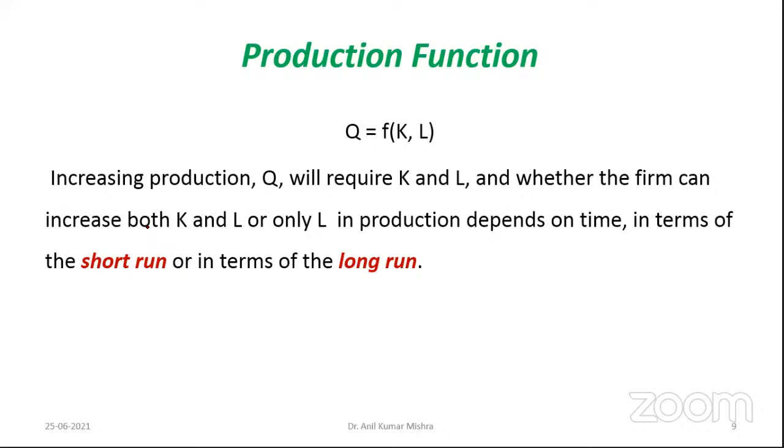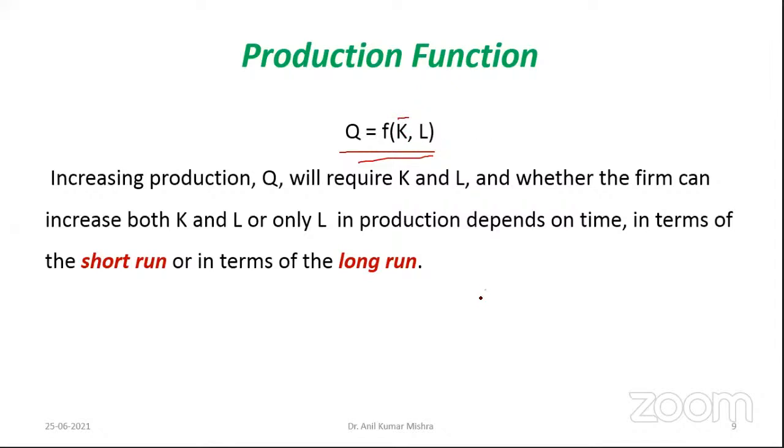Here, Q stands for the output. And you know the functional relationship between input and output. If you take into account the short run, some are to be treated as fixed factors, some as variable factors. If you study the short run, we can say capital is fixed, labor is variable.